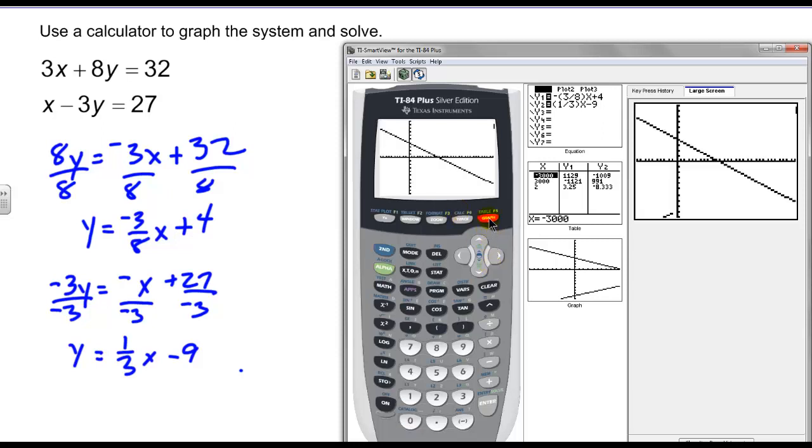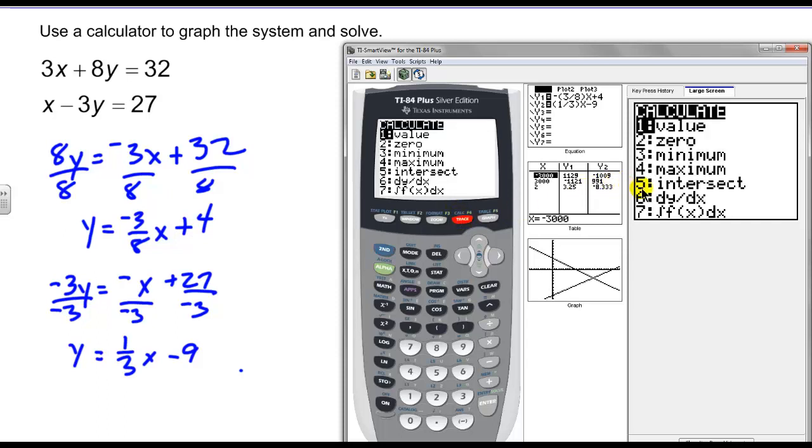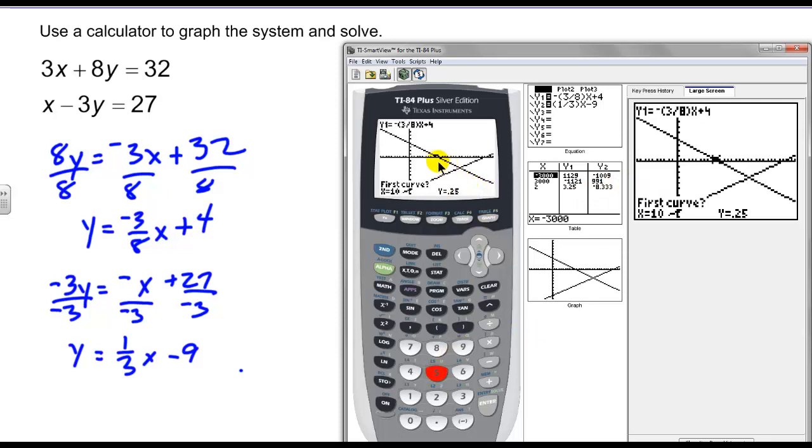And you'll see here that there's my intersection. Now I have to calculate that, and we do that by going second, and right above trace there's this thing called calculate. So hit trace, and we want to look for an intersection, 5. So I hit 5. Then it says go to the first curve. Well, I'm on that, so I'm going to hit enter. Go to the second curve. I'm on that. I'm going to hit enter again. And every time it'll give you a guess, which really does nothing. Then hit enter for the third time, and it calculates my intersection point, which is the solution of both.